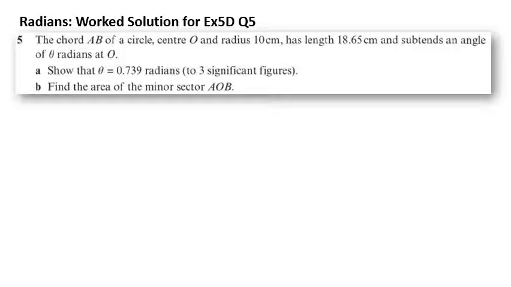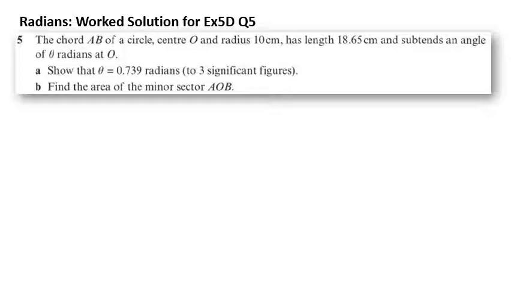Hopefully it looks different to yours. This is from my textbook. Yours may be a newer version. It says show that theta equals 0.739 radians, which gave me pause for a minute. 0.739 radians means less than one radius around the circle.